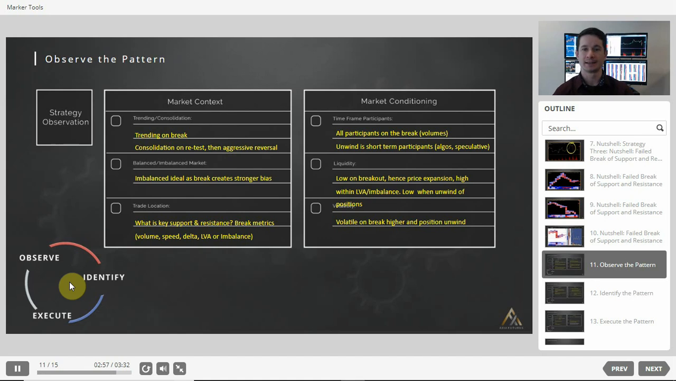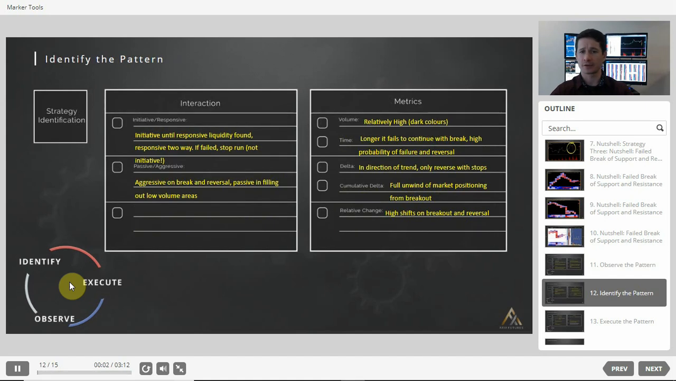Now in terms of liquidity, do note it will be relatively low on the breakout for obvious reasons. If everyone's in agreement, nobody should be offering liquidity on the opposite side. In terms of volatility, it should be volatile on the break higher until such a point it finds responsive either sellers or buyers, depending on the direction of the break, at which point it should consolidate before beginning the process of drifting lower. Let's now move on and have a look at the strategy identification.